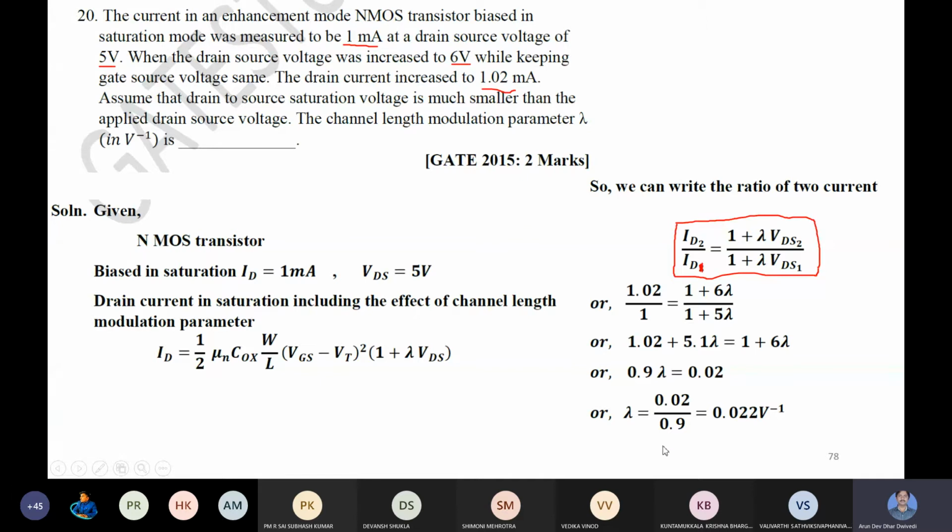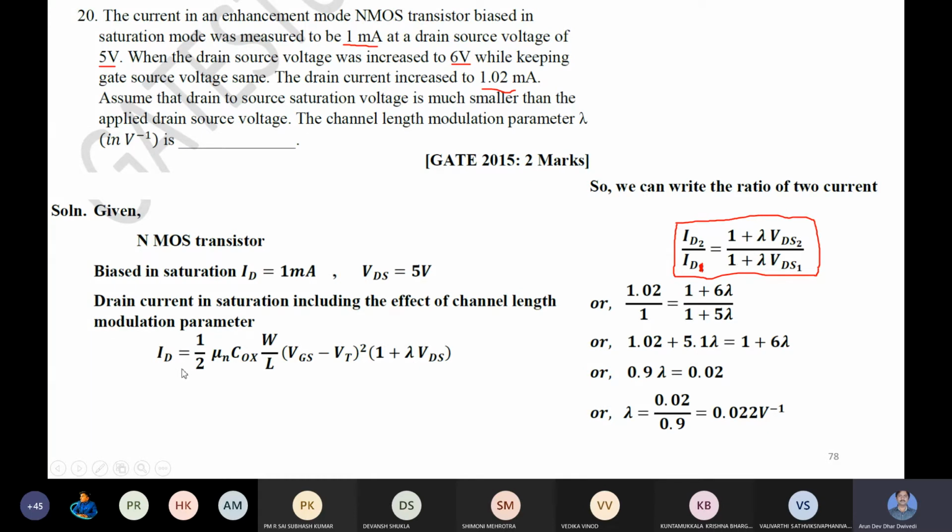parameter of this transistor. This type of problem is asked in GATE also. It is a GATE problem. So this type of problem has been asked in GATE, and it is also in experiments you are doing. In an experiment, some MOS related characterization you are doing, where you are finding the channel length modulation parameter, you are using this formula.